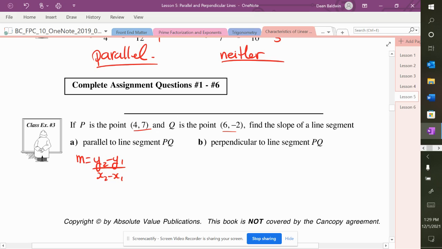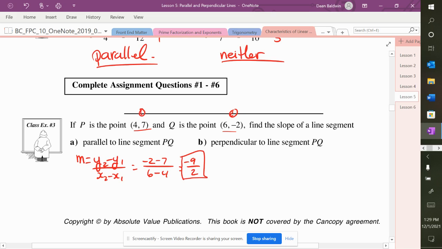Use rise over run when you have a graph. Use that formula when you have points. So set 1, set 2. -2 minus 7 over 6 minus 4. What's -2 minus 7? What's 6 minus 4?